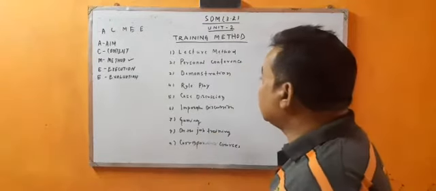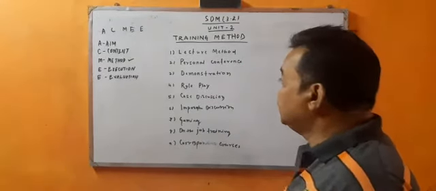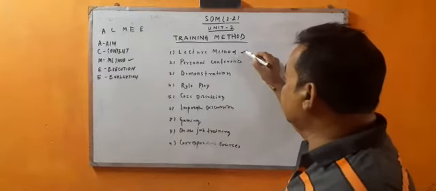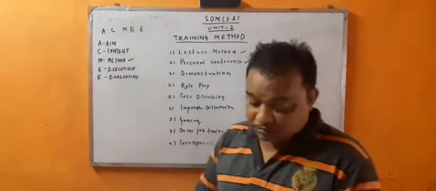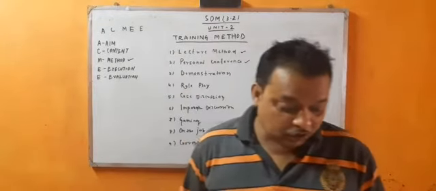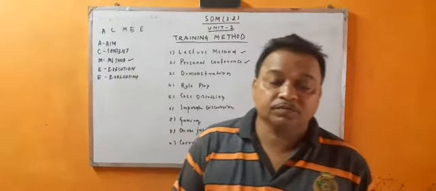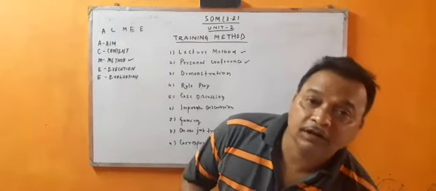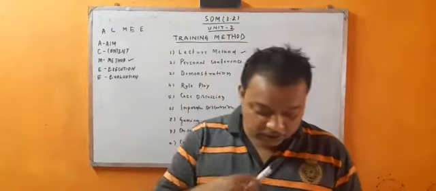Then next we will discuss the personal conference. Here the mass must be there, okay. Here the personal conference means, in this method, the trainer and trainee jointly analyse the problems. Jointly they will talk.